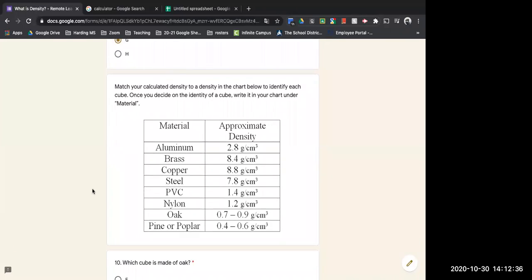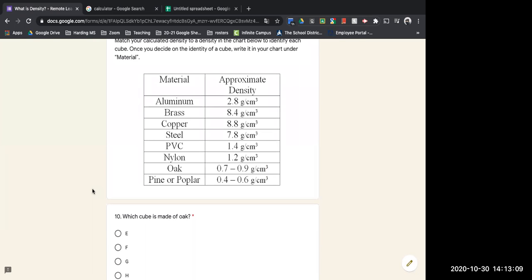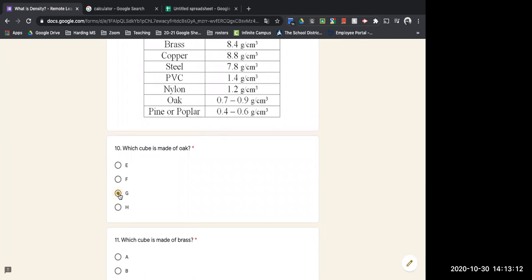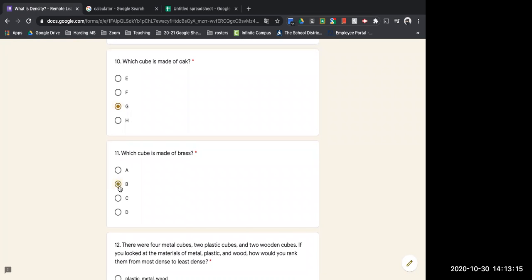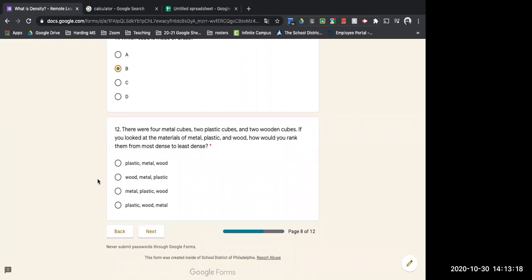All right, match them up with what they were. All right, brass is 8.4. Brass. 7.8 is steel. I'm guessing it's going down in order. Yes, it is going down in order. 1.4 is PVC pipe. Nylon is 1.2. Oak, it's wood. 0.9, and pine or poplar. Okay, it's cool. All right, which is made out of oak? It's G. Brass would be B. Yeah. There are 4 metals, 2 plastics, and 2 woods.